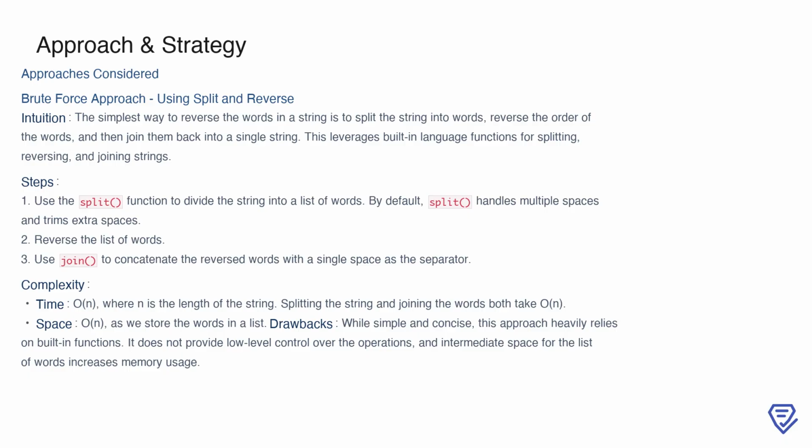This approach is efficient in terms of time, requiring O(n) operations where n is the length of the string, as splitting and joining both take linear time. However, it does require O(n) additional space for the intermediate list of words, which can be a drawback. While this method is simple and concise, it relies heavily on built-in utilities, providing less control over the underlying operations and increasing memory usage due to the intermediate data structures involved.